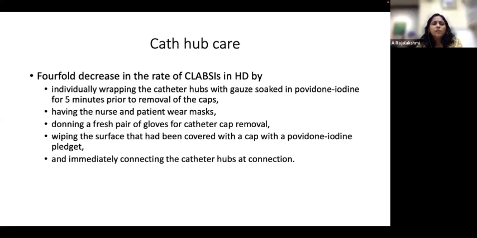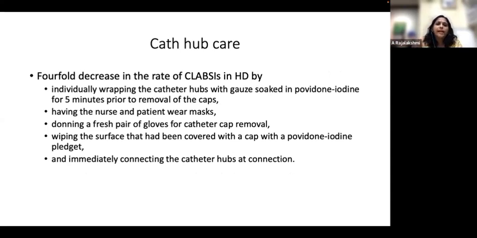Then comes the maintenance bundle. The most important thing is catheter hub care. Studies have shown that there is a 4-fold decrease in the rate of CLABSI in HD by individually wrapping the catheter hubs with gauze soaked in povidone iodine for 5 minutes prior to the removal of the caps.